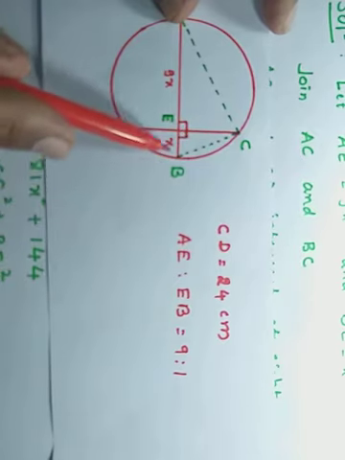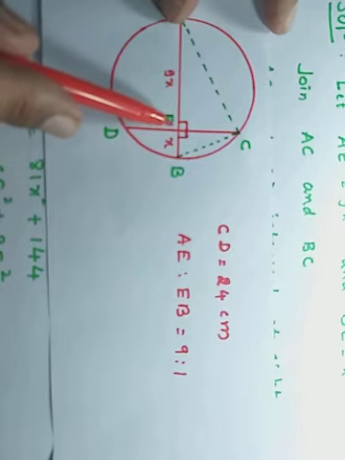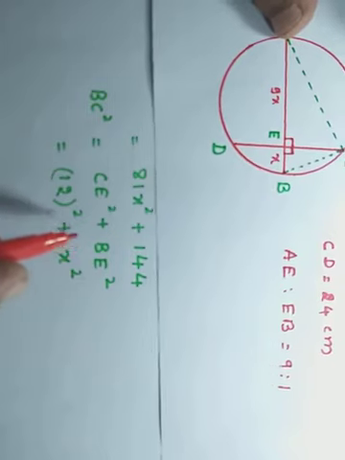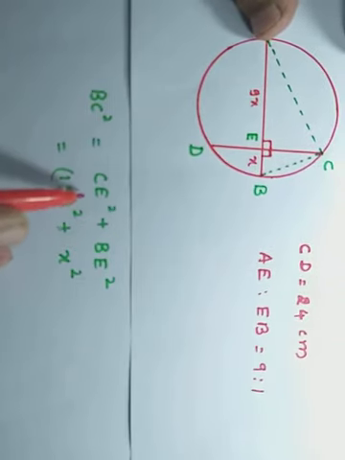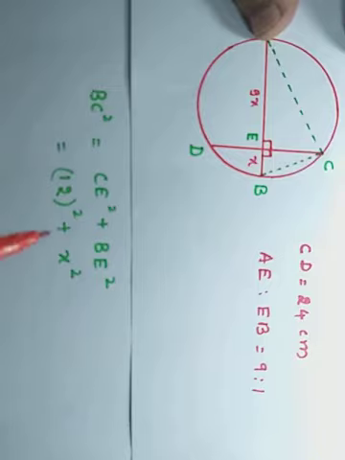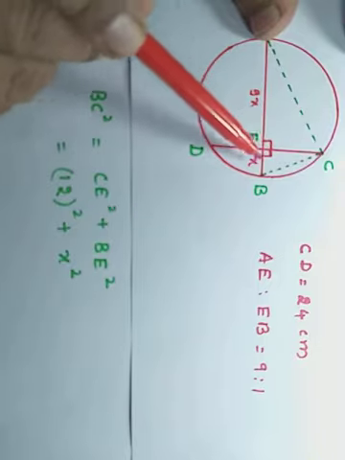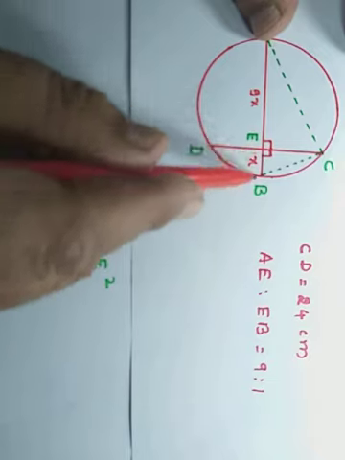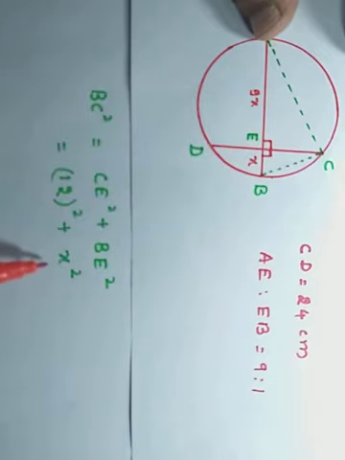Then similarly, in this figure this angle is also 90 degree, and hence BC square is equal to BE square plus CE square. CE is nothing but 12 centimeter, and BE is x, so BC square is 12 square plus x square.